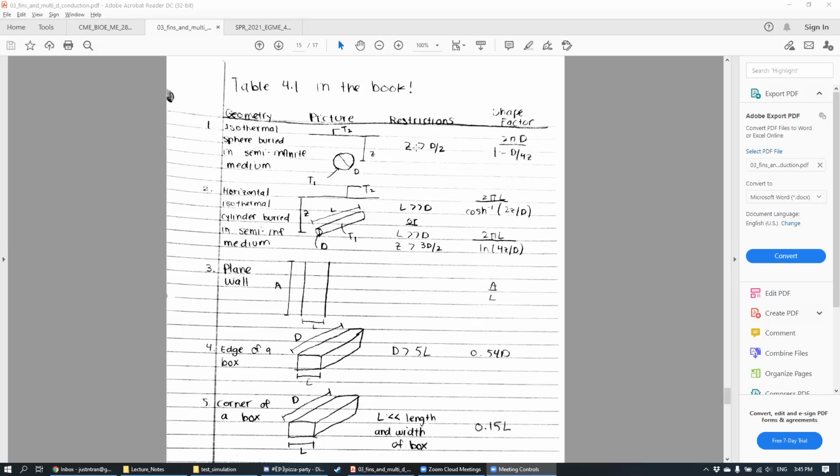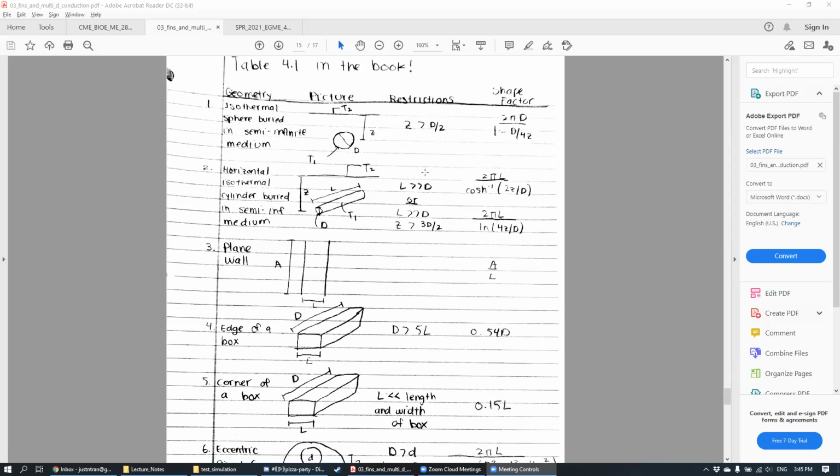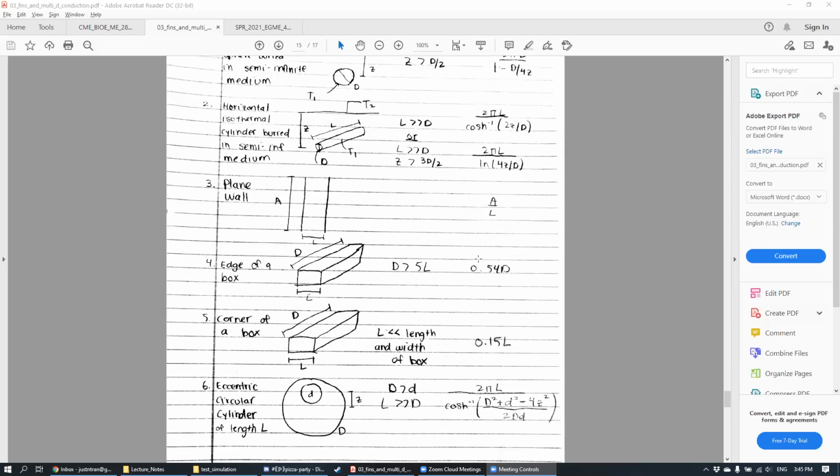And so the conditions are that Z, which is the amount that this sphere is buried, has to be greater than d over 2, where d is the diameter. If all these conditions are satisfied, then the formula for the shape factor is given by the following here. The shape factor S is going to be 2 pi d over 1 minus d over 4z. That's just one example of a shape factor, and you can read the other shape factors here as well.